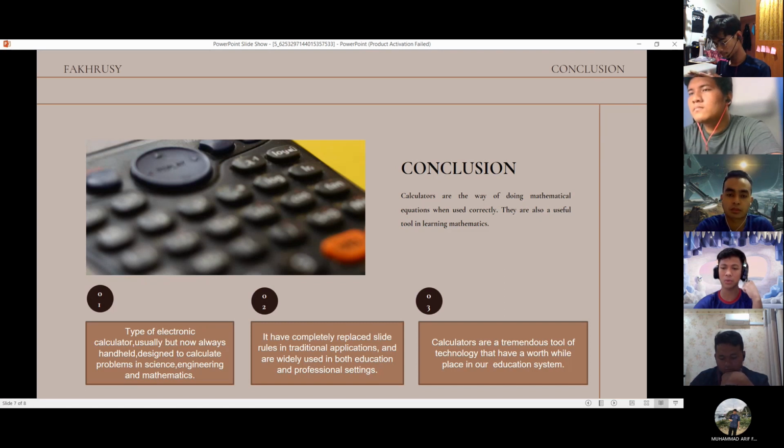And last but not least, calculators are a tremendous tool of technology that have a worthwhile place in our education system. For example, in examination of engineering, mathematics, and so on, without calculator we cannot get the answer correctly because the calculator have a fixed number 0 to 9. So if the question asks to put 4 decimal points or decimal numbers, we can easily check the fixed number and change to 4 or fix the numbers.